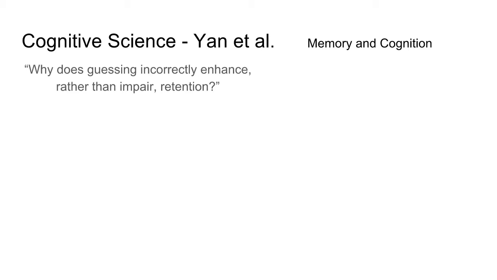The second study I want to talk to you about is by Yan et al. at UCLA, the Bjork Memory and Forgetting Center. She published this in Memory and Cognition, and she really asked about getting things wrong. Her paper was entitled, "Why Does Guessing Incorrectly Enhance Rather Than Impair Retention?" So that gives away the conclusion, but she wanted to study if getting things wrong actually helped you or hurt you.